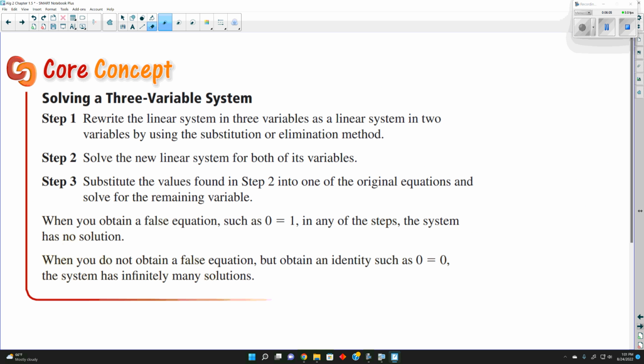Now, on the next page, we have this list here. These are the steps that we would need to follow to be able to solve a three-variable system of equations algebraically.